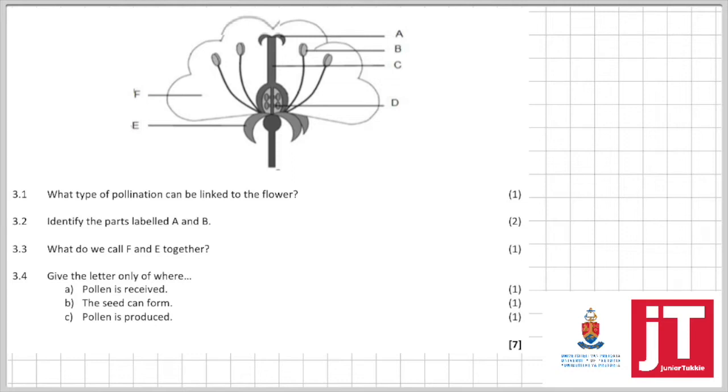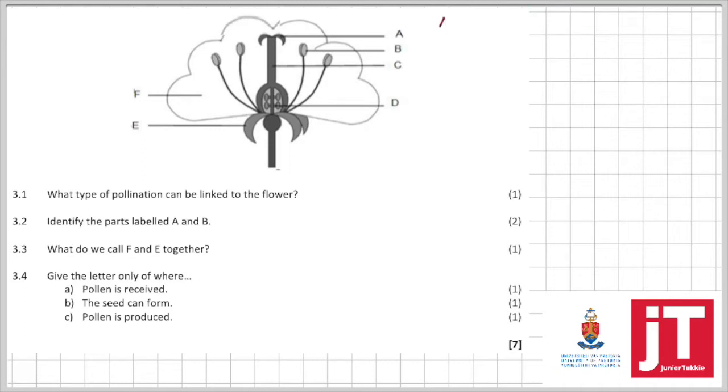So 3.1, what type of pollination can be linked to the flower? Now, if we haven't got context, this becomes a little bit difficult in identifying the parts. So let's close up the questions quickly and get a little bit of context from our image first.